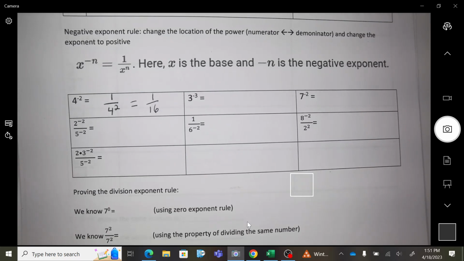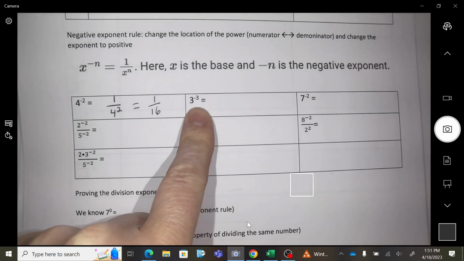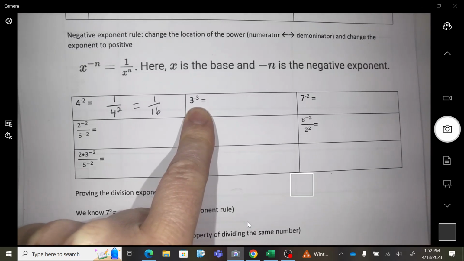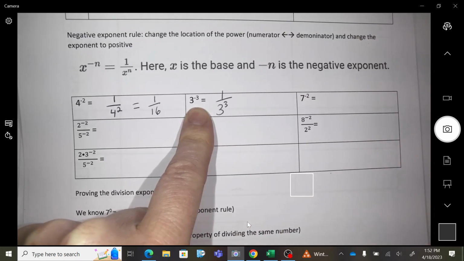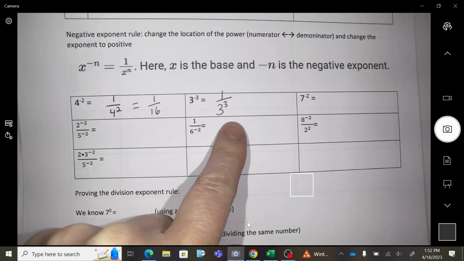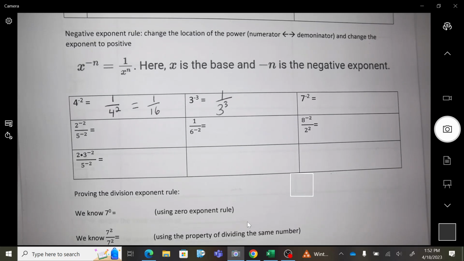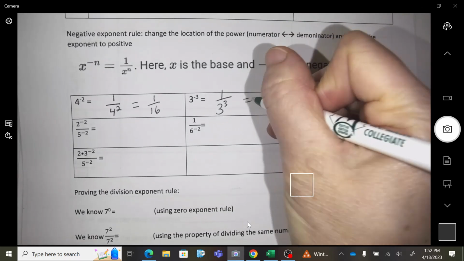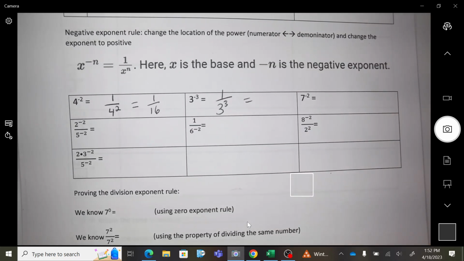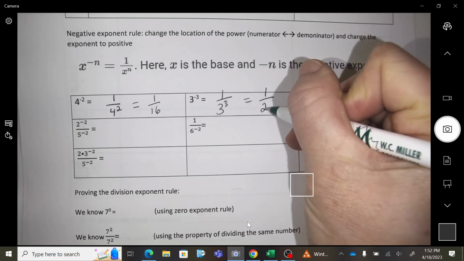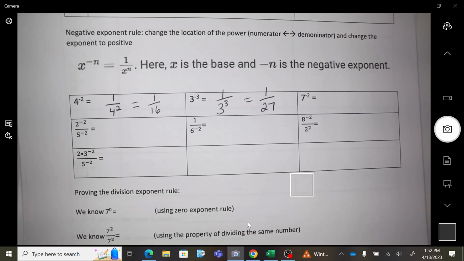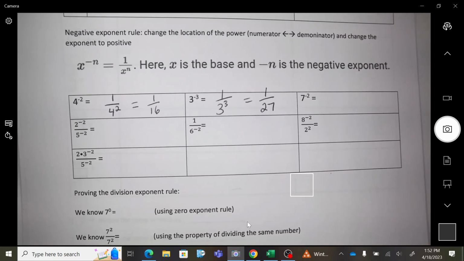Okay, you ready? This is a negative exponent, so I could move it to the bottom of a fraction, which turns the negative exponent into a positive exponent. Anybody know what 3 cubed is without their calculator? 3 cubed is 27. So 1/27. Okay, get me the next one on your own.